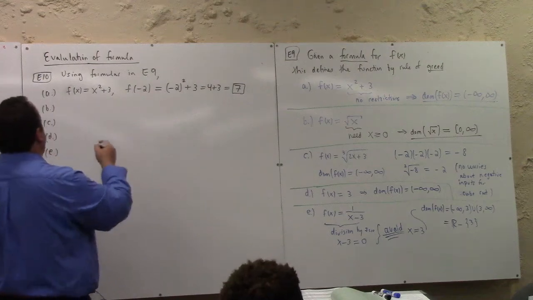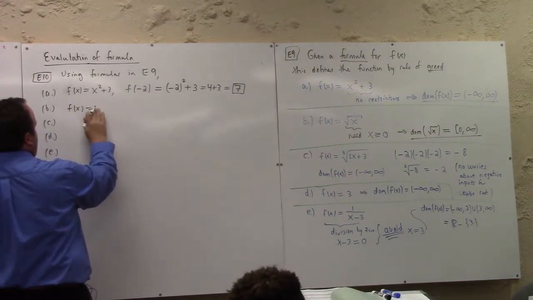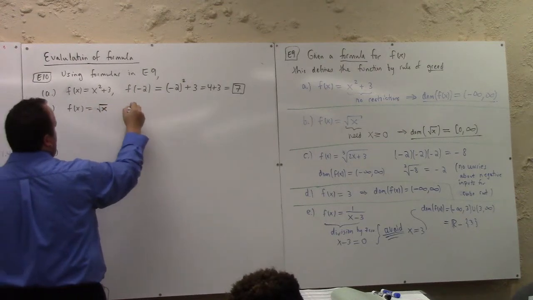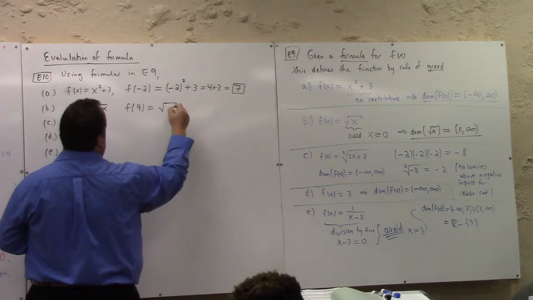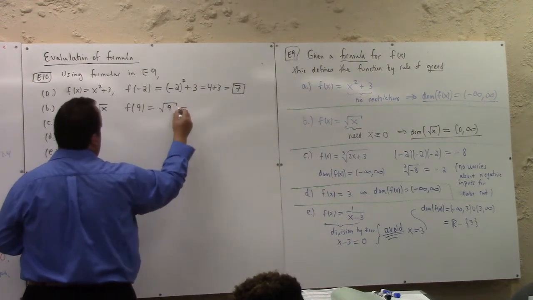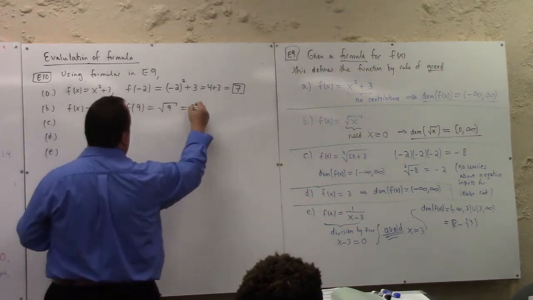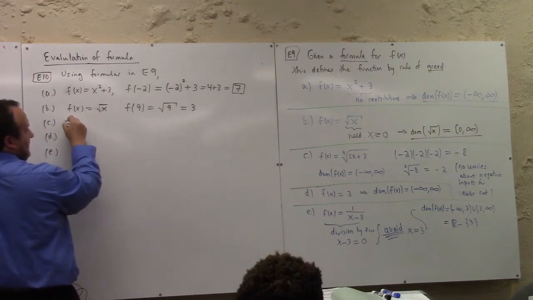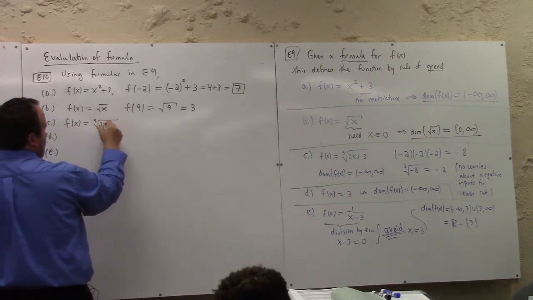For b, here I've got f of x equal to the square root of x, right? What is f of 9? That would be the square root of 9, which is what? 3, right? Okay. The next one I had, f of x was the cube root of 2x plus 3.